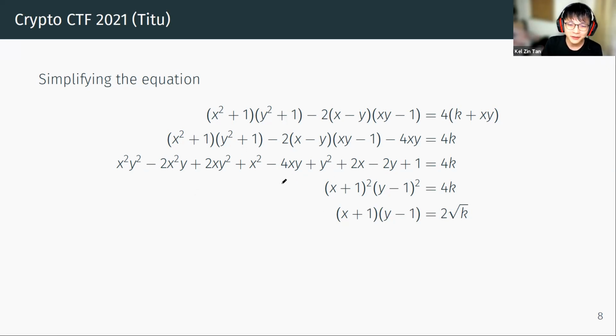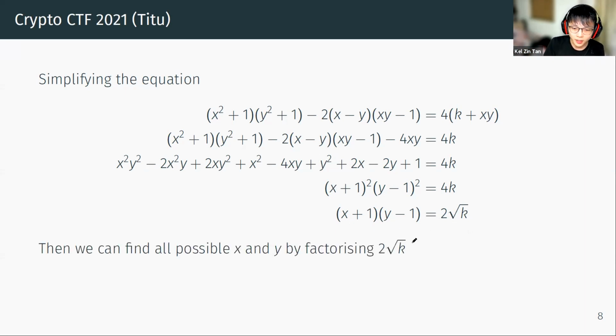This is one of the ways of solving some Diophantine equations. Basically, you try to expand it out and then factorize, and see whether you can get something out of it. Once you know this, it's very easy to get x and y. We can factorize 2 times the square root of k, and this will give us all the possible factors. From the possible factors, we combine some of them and get x plus 1 or y minus 1. By knowing x plus 1 and y minus 1, we can get x and y.